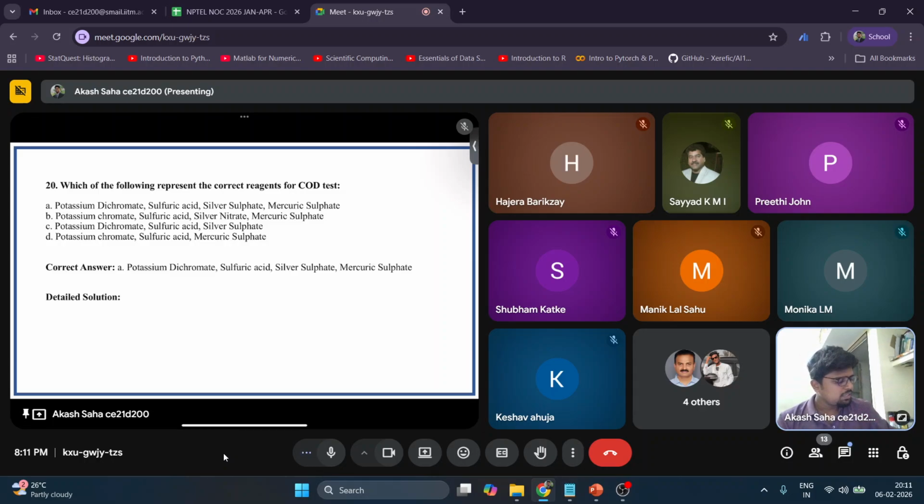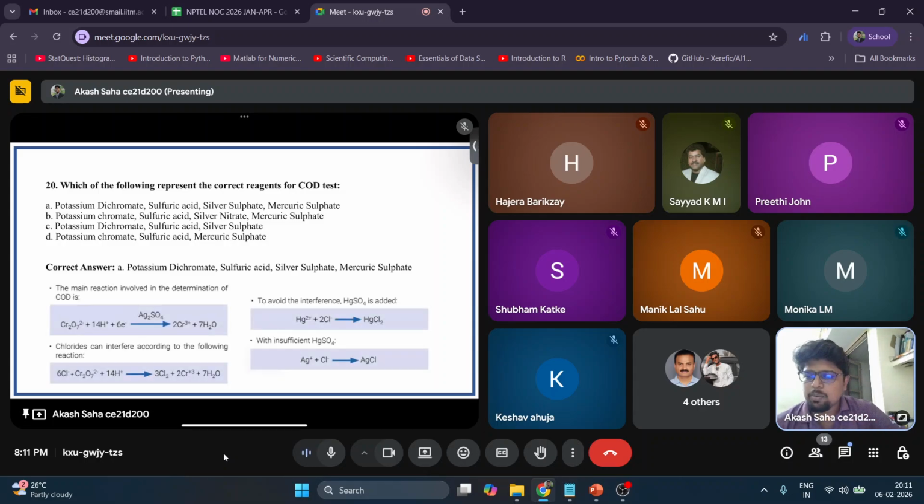Now if you see the formula, in the first formula you can see dichromate, that is Cr2O7, gets reduced because it is oxidizing, so it will get reduced to Cr3 plus, and that 14H plus is nothing but the H2SO4. And this reaction is catalyzed by the help of silver sulfate, that is Ag2SO4. So silver sulfate is also important in the reaction.